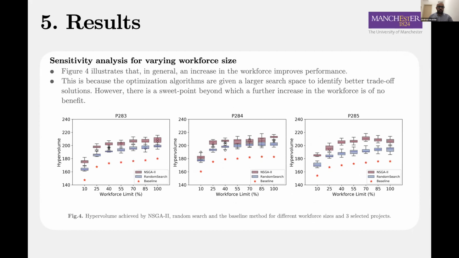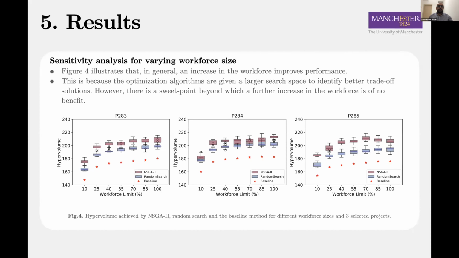The second deliverable of the results is to conduct a sensitivity analysis where we vary the limit of the workforce allocated for the project. This is illustrated in figure 4, where we use the hypervolume to compare between the algorithms, and we illustrate the results by comparing the NSGA2 algorithm with random search as well as the baseline solution for varying workforce limits. As we can see, NSGA2 surpasses the results from the baseline as well as the random search algorithm, though for less complex projects, again, such as P284, random search does provide decent results that are close to those provided by NSGA2.